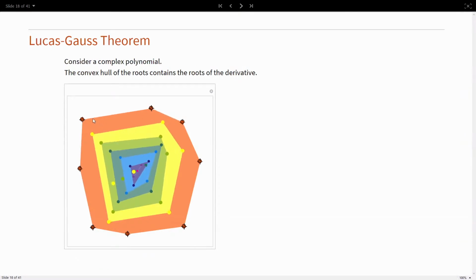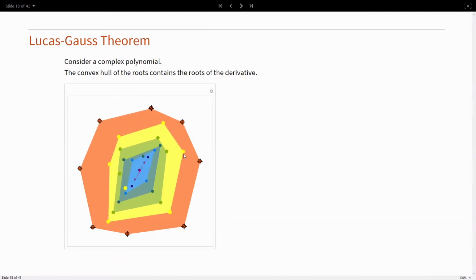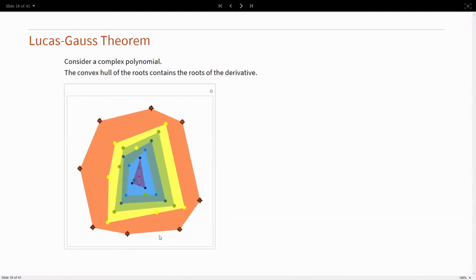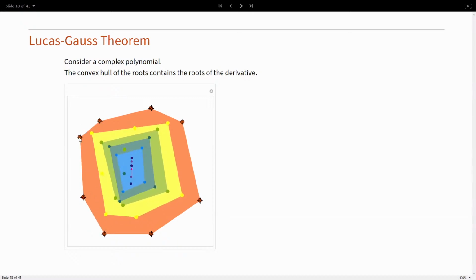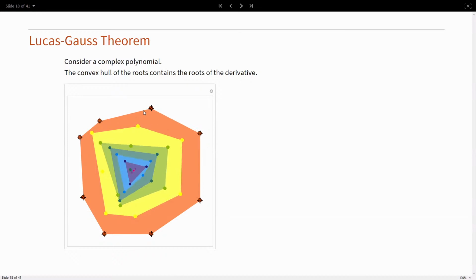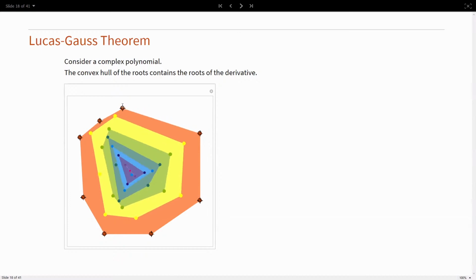We can continue doing this where you've got points of an object, and Lucas and Gauss both looked at this problem where they took complex polynomials and calculated the roots of the derivative. And they noticed that the points were always on the inside, and they managed to prove that that was the case. So here we have an octagon on the outside with a heptagon inside, and so on down to a single point. And they will always basically converge on some point that's on the inside.